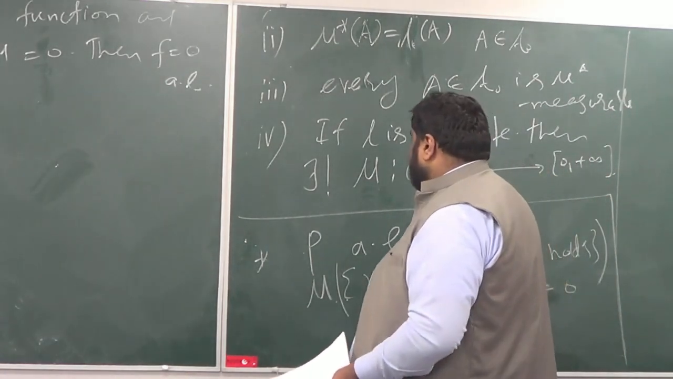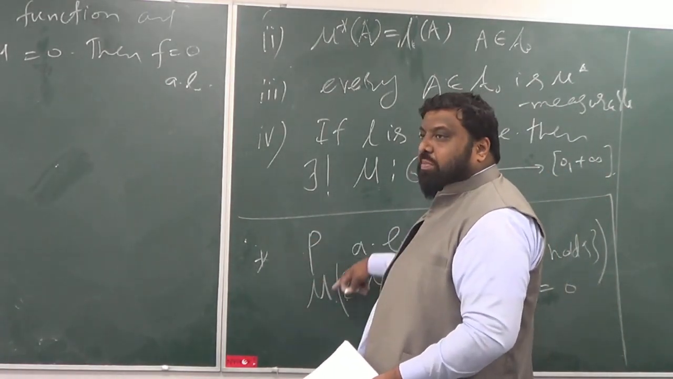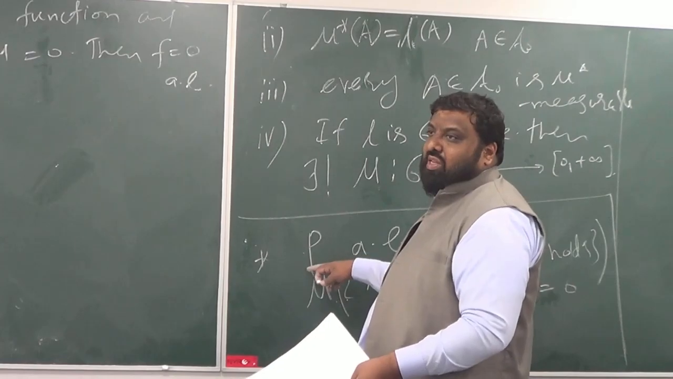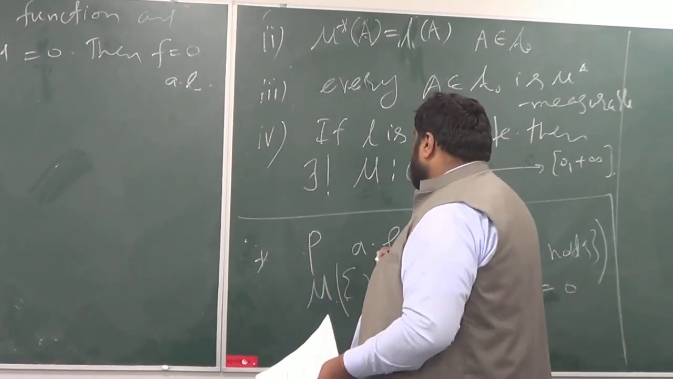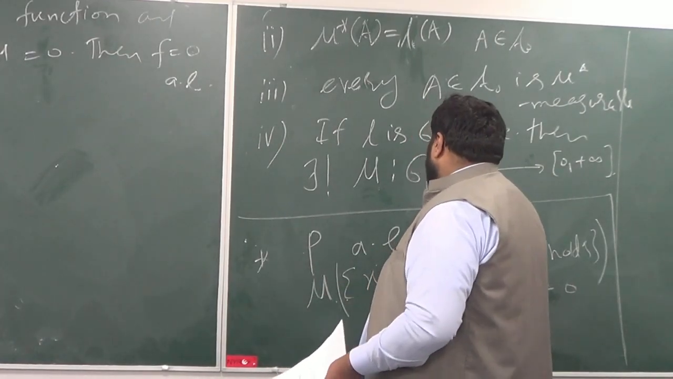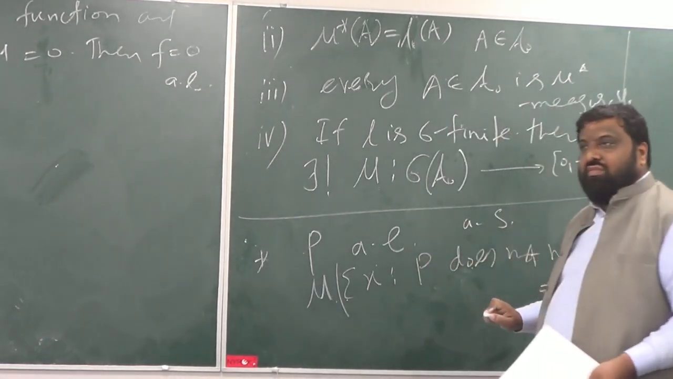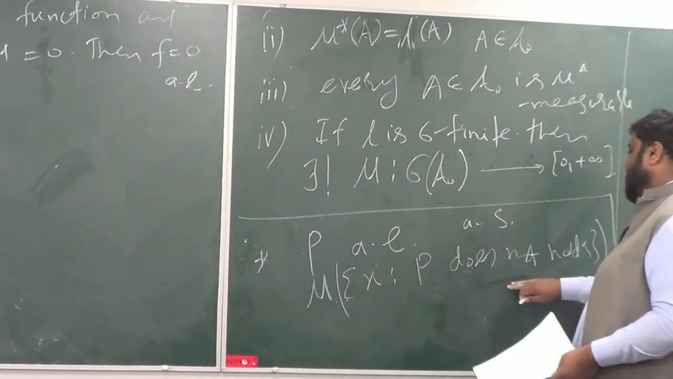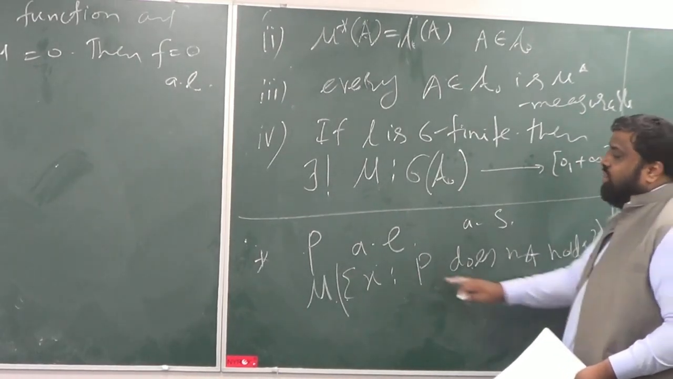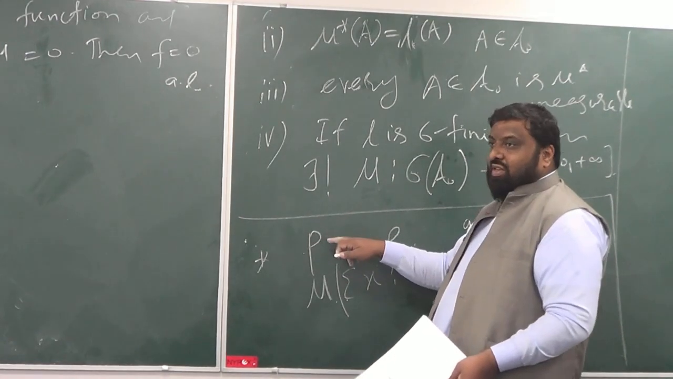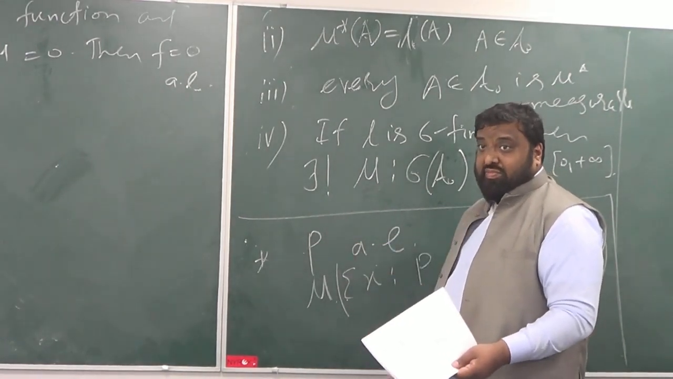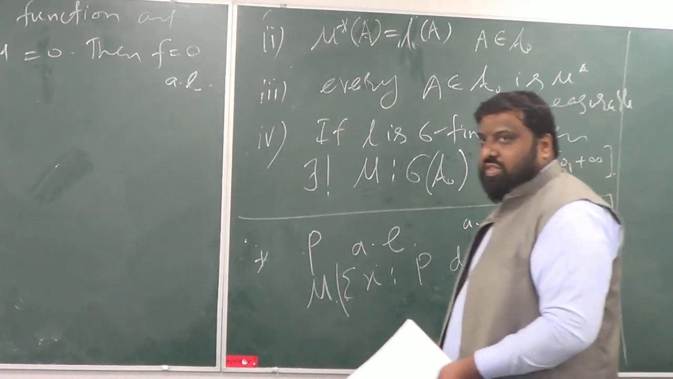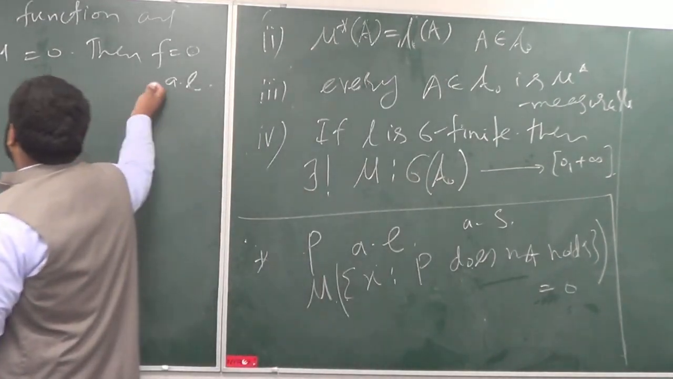And if this property is a probabilistic property, then you don't say almost everywhere, you say almost surely. The probability of such x happening is 0. So in other words, this property will hold with probability 1.